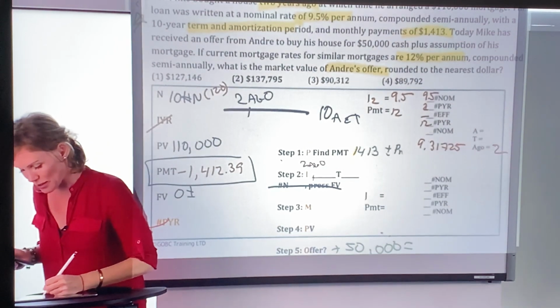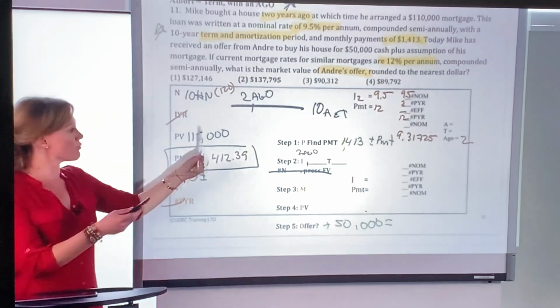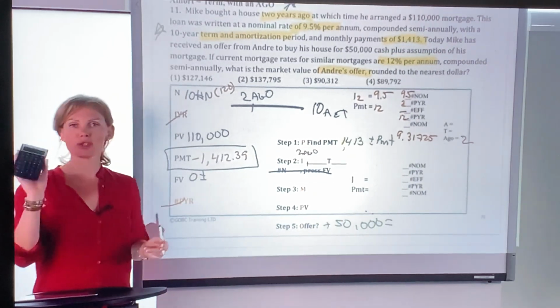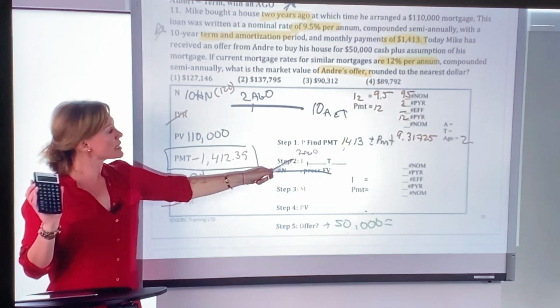1413 plus minus BMT. So let's plug it back in. Okay, so 1413 plus minus BMT. Make sure it's negative. Make sure all the zeros came up. Step 1 is done. Step number 2 is this.